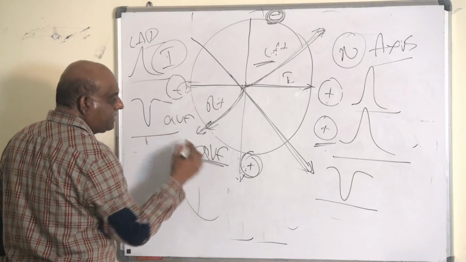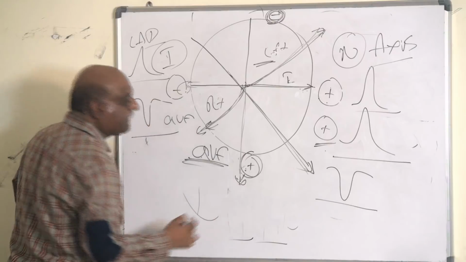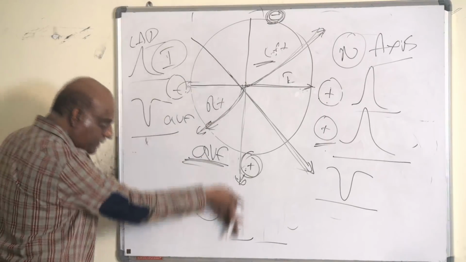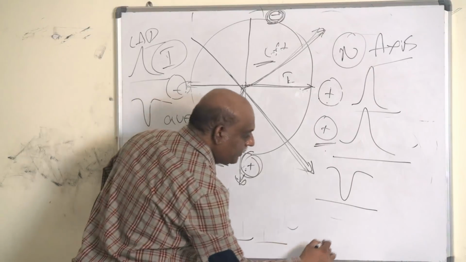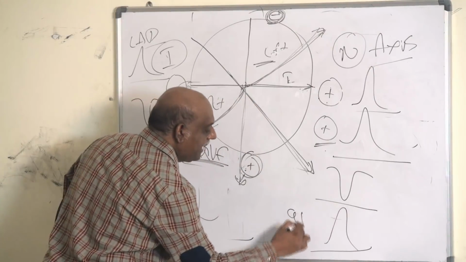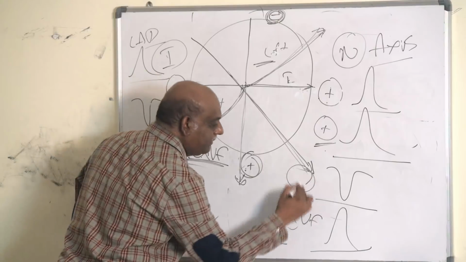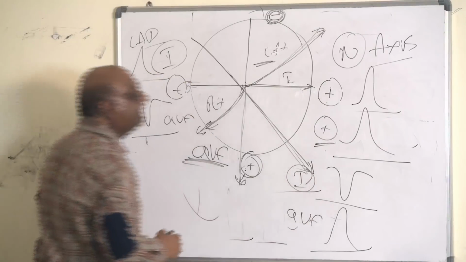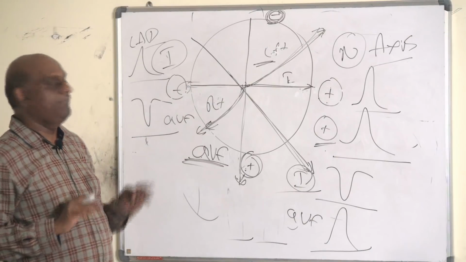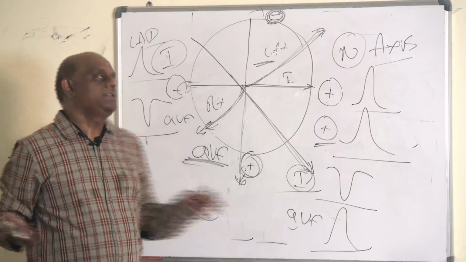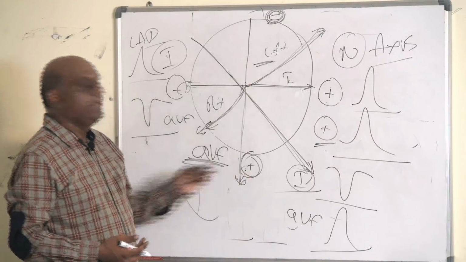But if it is a right axis deviation, towards which aspect of the AVF is it passing? It is passing towards the positive side of the AVF. That is the reason you get a positive QRS in AVF and negative QRS in lead 1. So this is the way by which you can find axis deviation, just by looking at two leads, lead 1 and AVF.